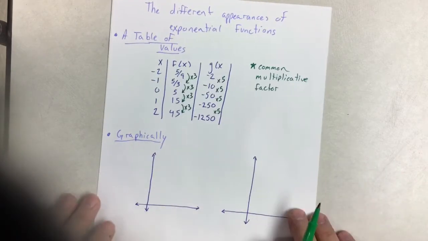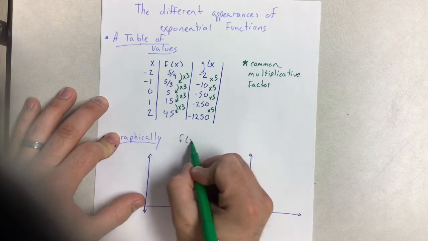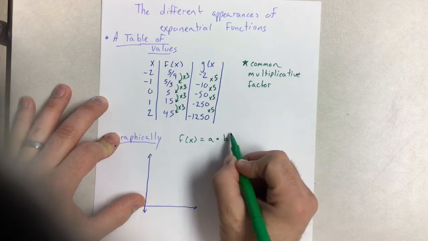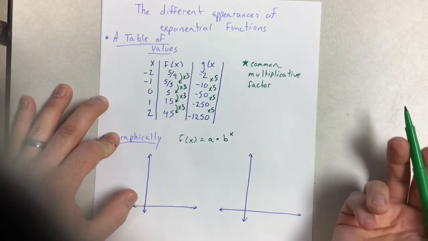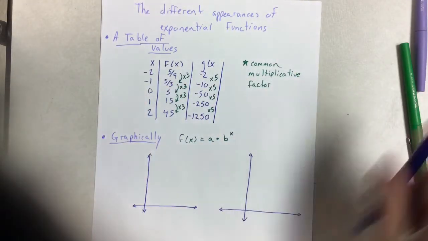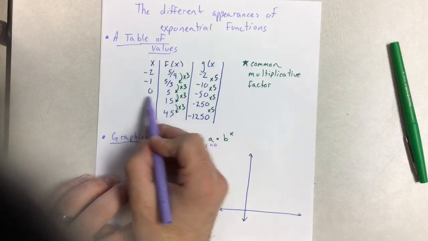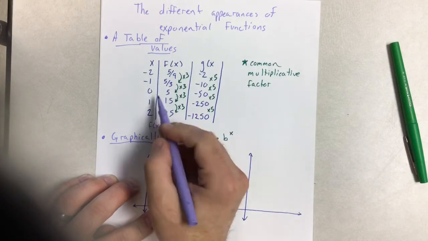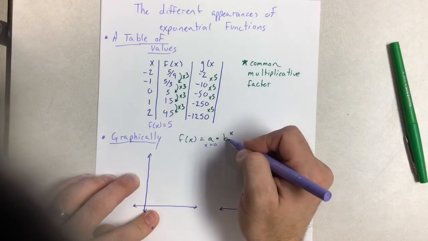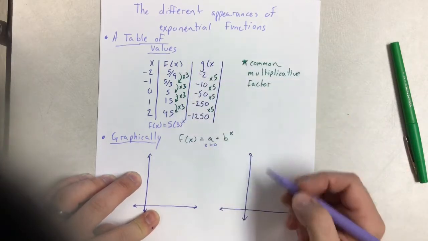So what would their functions be? How would we actually write their functions? Well, we know an exponential function requires an initial value a and the factor b raised to the power of x. We can get that from each of these tables. Our initial value is when x is 0. So when x is 0, our first function yields 5. And then the multiplicative factor is b, which is 3. That would be the function for f of x.